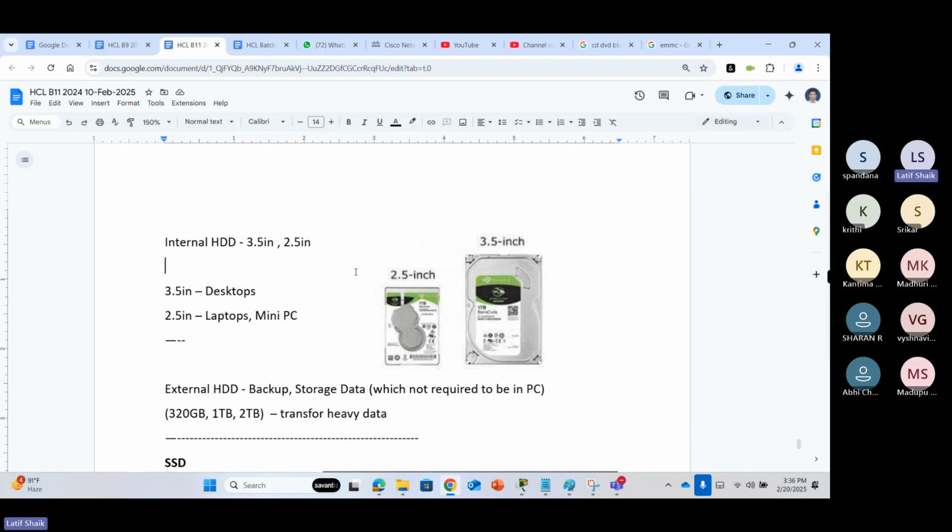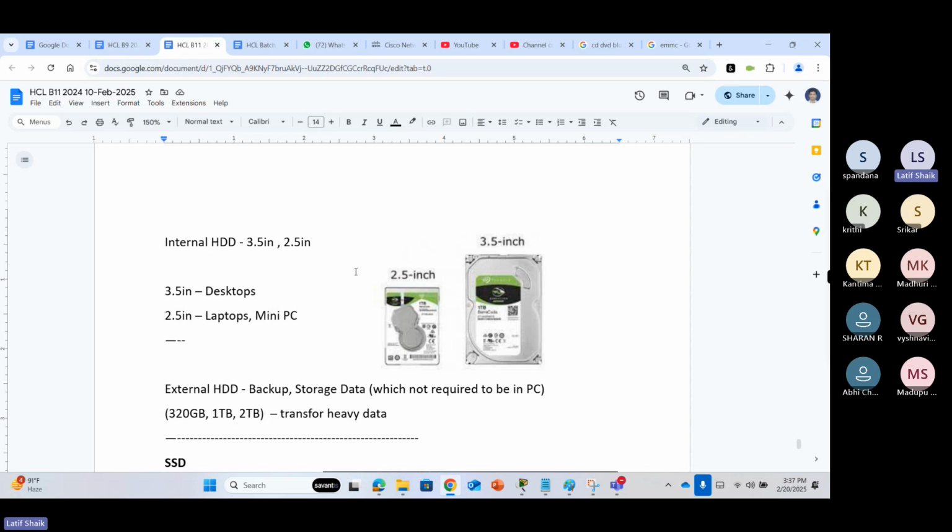Okay, generally, for your laptop or desktop, you have an internal hard disk to store your operating system, applications, data, settings, right? In that, two sizes are there: 3.5 inch and 2.5 inch hard disks. 3.5 inch hard disk, 2.5 inch hard disk.